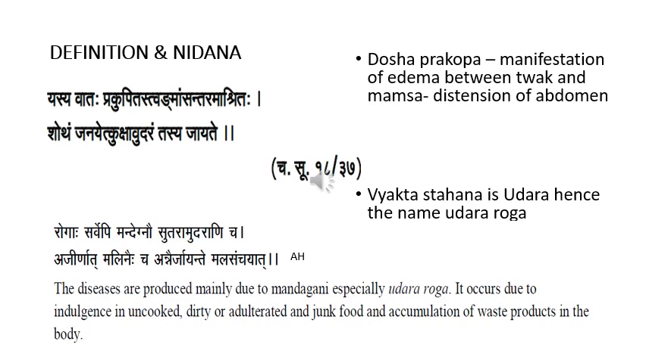Ajirnath maline channer jayante malasanjayat. Ajirnath, due to indigestion. Various kinds of ajirna have been mentioned, like vidagdha ajirna, vistabdha ajirna, rasashesha ajirna, ama ajirna. Any kind of ajirna, that indigestion, and maline channe. Maline means dirty or adulterated or junk food, and that kind of ashuchi bhojana we take, uncooked food we take, it leads to any kind of ajirna depending on the prakriti of the person and the dosha dushti. It leads to malasanjaya, accumulation of waste products in the body. And the vyaktasthana is Udara, hence the name Udara Roga is given in particular.